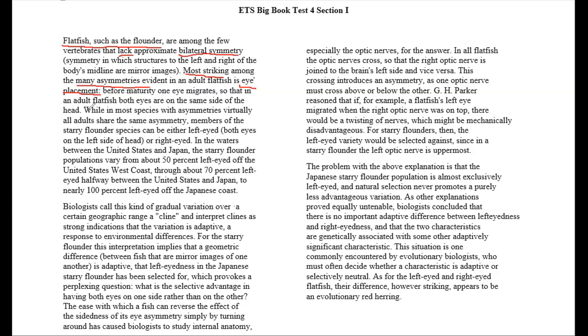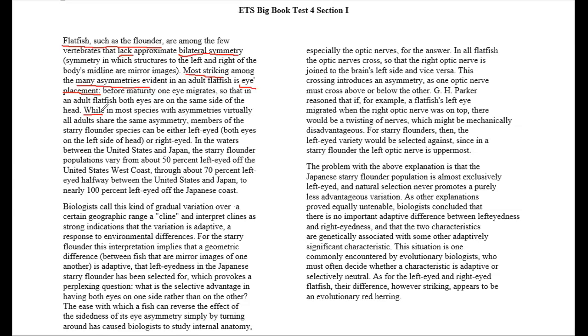Okay, let's read ahead. While in most species with asymmetries, virtually all adults share the same asymmetry, members of the starry flounder species can be either left-eyed or right-eyed. Okay. So as soon as we encounter a word like "while," we know that the author is talking about some kind of contrast here. And these kinds of contrasts are really important for us to understand in order to understand the entire passage. So I'm going to notice this line clearly, okay? I'm going to read this line clearly and kind of interpret it properly as well.